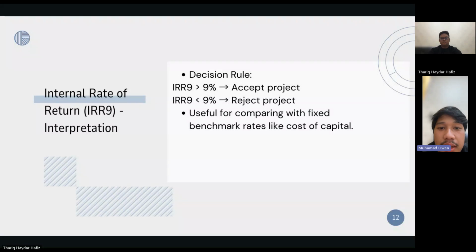So this is the decision rule for the internal rate of return. If IRR9 is bigger than 9%, the project will be accepted. And then if IRR9 is lower than 9%, the project will be rejected. And then the internal rate of return is useful for comparing with fixed benchmark rates like cost of capital.